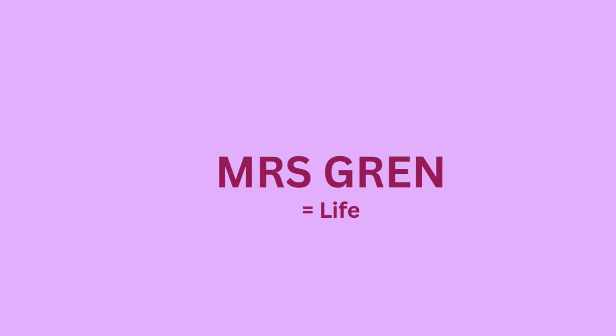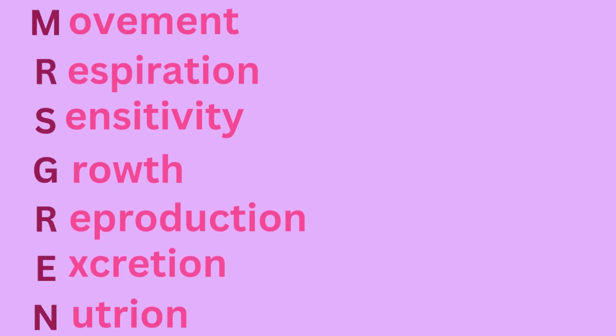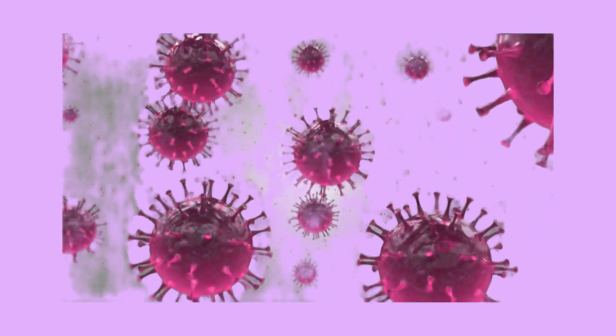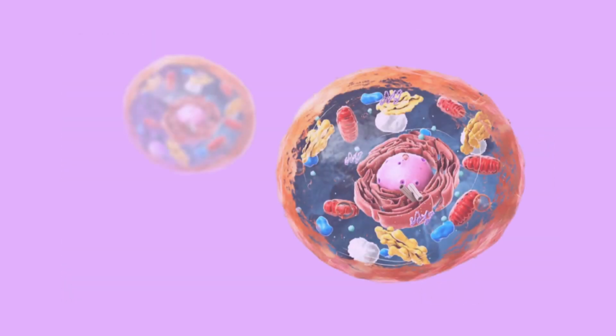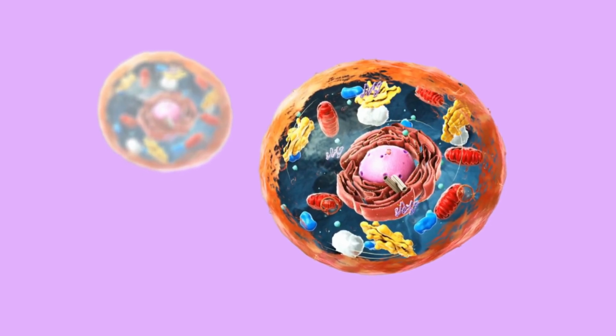Let's decode it. Here it is: Mrs. Gren. Mrs. Gren means life. M stands for movement, R for respiration, S for sensitivity, G is for growth, R is for reproduction, E is for excretion, and N is for nutrition. Here is a tip. Viruses aren't alive. They can't reproduce alone.